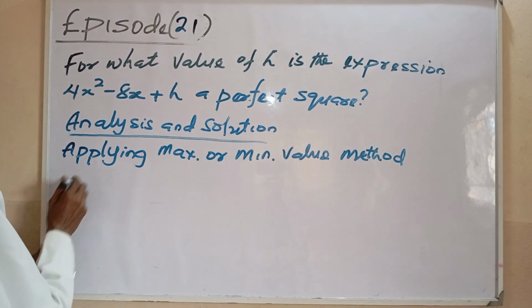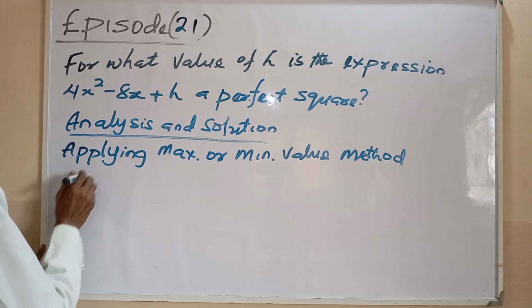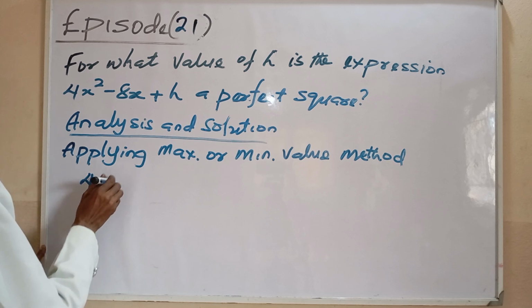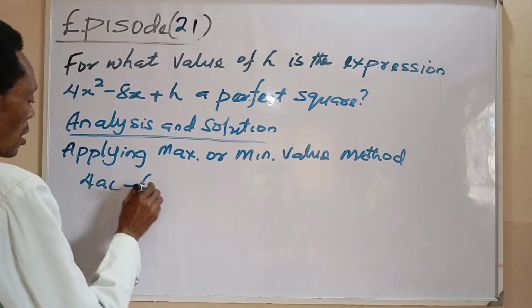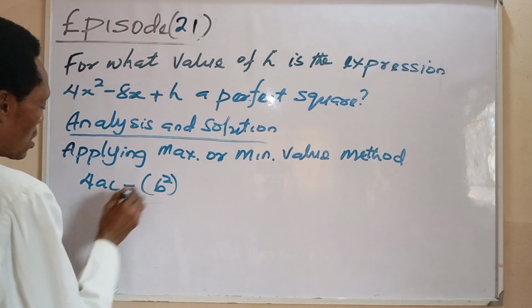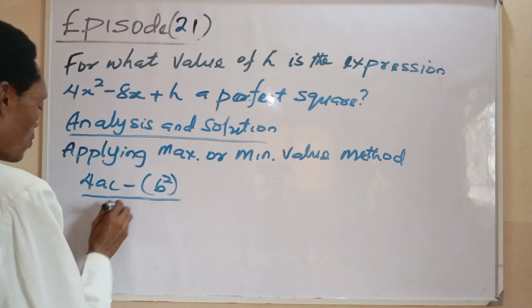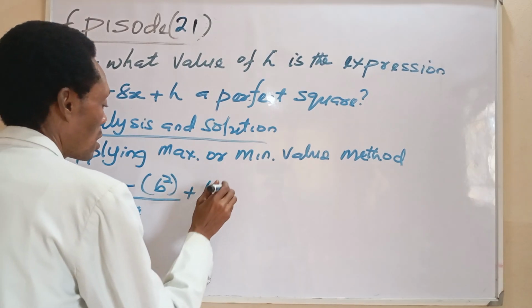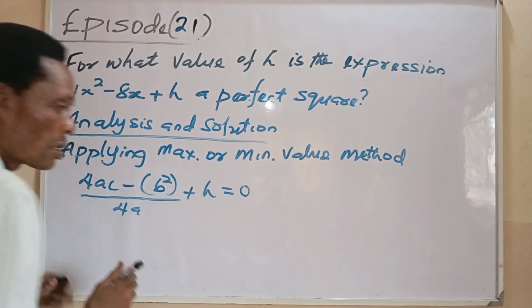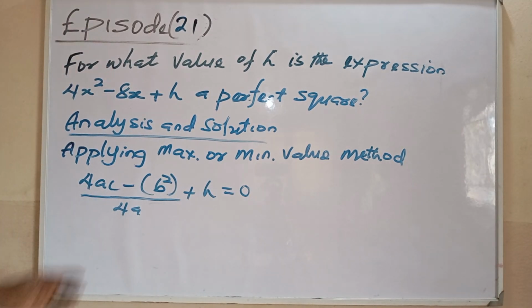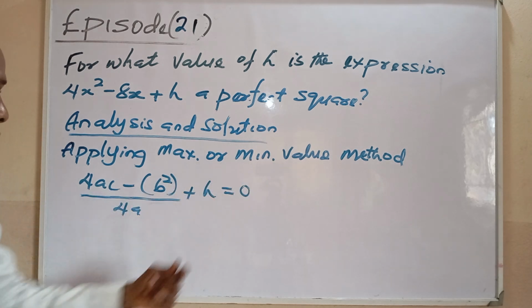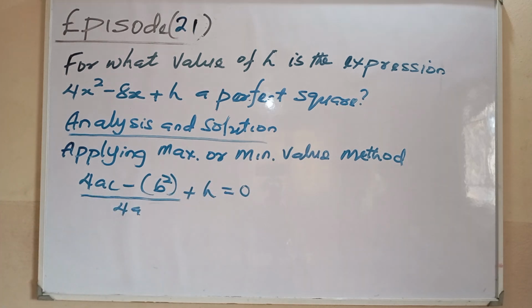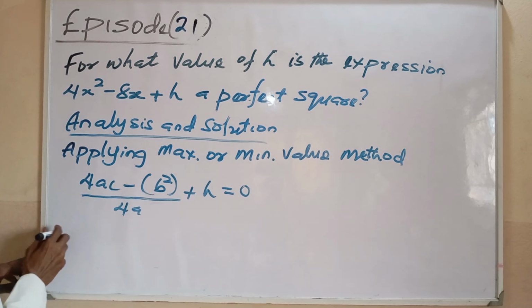And that is 4ac minus b squared all over 4a plus h equals 0. So this is the formula for the maximum or minimum value method that we shall be using.